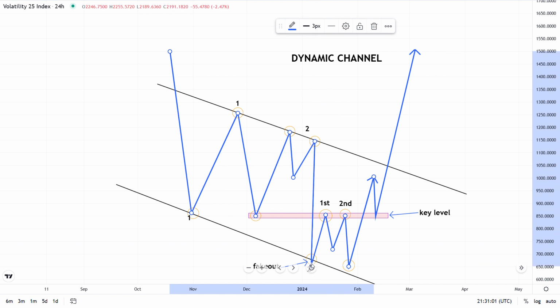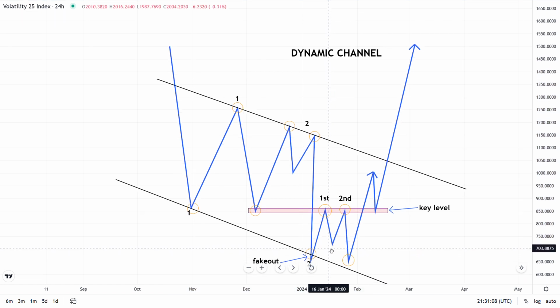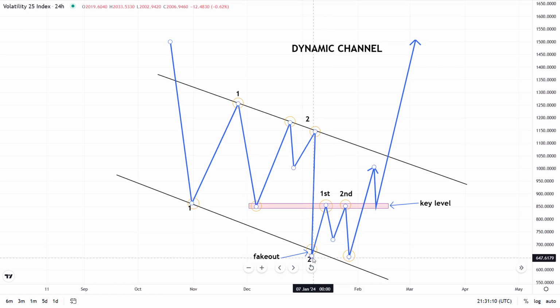It did not come to this price level. Are you getting it? This is where it plays traders. This is how smart the forex market is. It did not come to this price level because there's always going to be another block there. The market tried one more time.